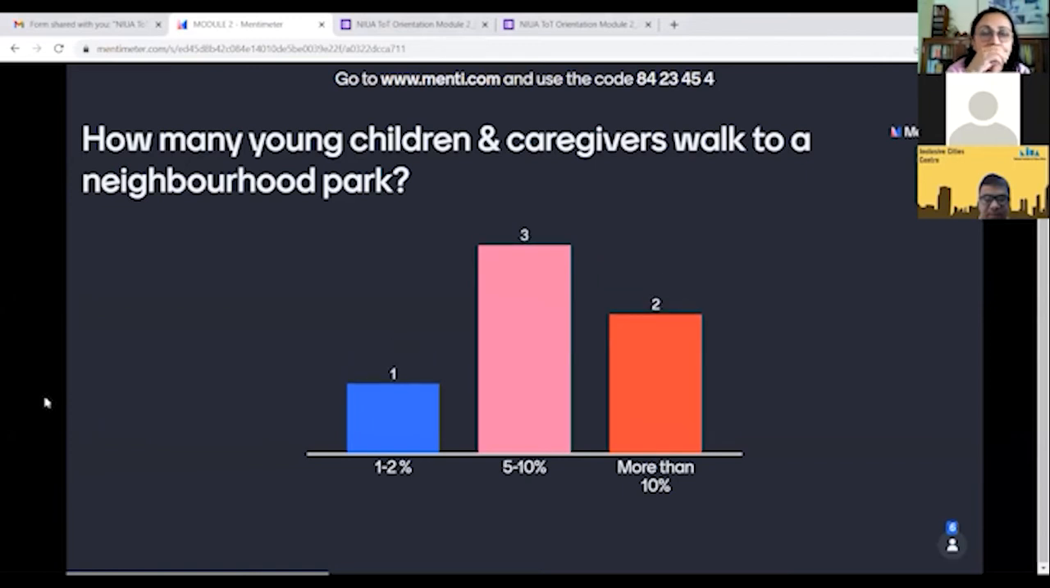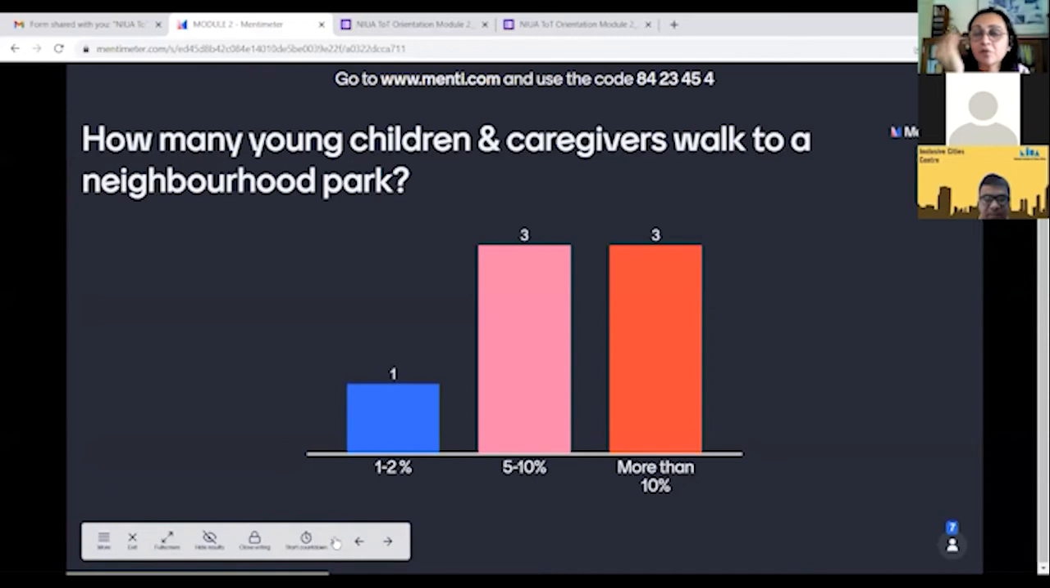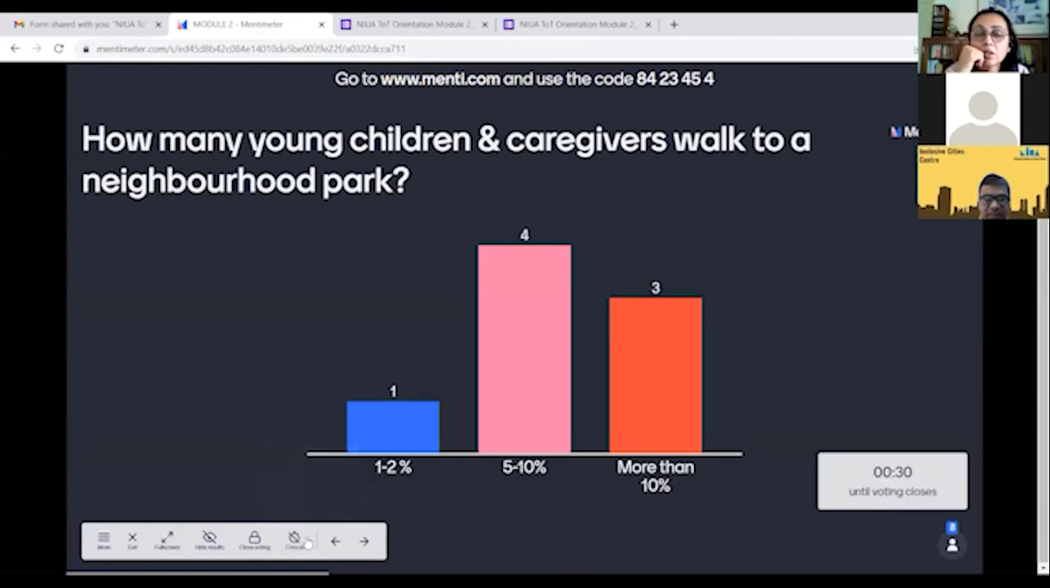Okay, so this was already taken before, partially. The question is, how many young children and caregivers have you seen walking to a neighborhood park? कितने बच्चे और उनके साथ उनके जो caregiver है, आपने देखा है कि वो चल के पार्क तक जा सकते हैं? In your neighborhood, wherever in your city where you live. So this is good. I think a lot of people feel that at least 5 to 10% or above can actually go to the park, neighborhood park, by walking.